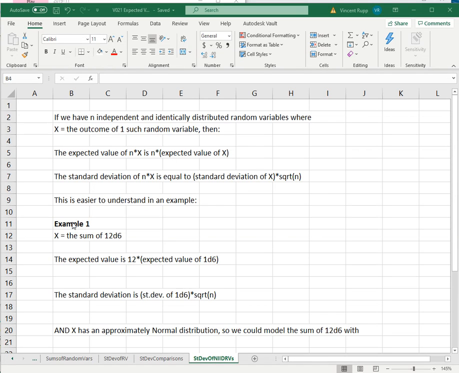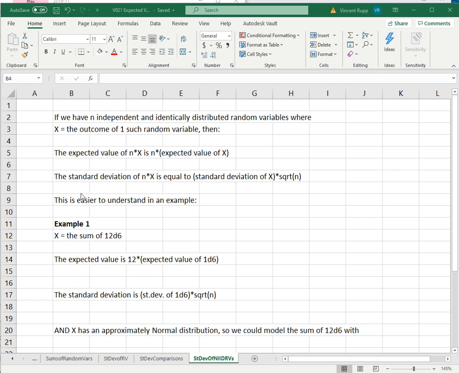The place where you get the most use out of the standard deviation of a random variable is when you have n, which is just some number of independent and identically distributed random variables. So if x is the outcome of one such random variable, and we have n of those, and they're all sort of the same, then the expected value of n times x is n times the expected value of x. And the standard deviation of n times x is equal to the standard deviation of x as a quantity times the square root of n, which is an interesting result.